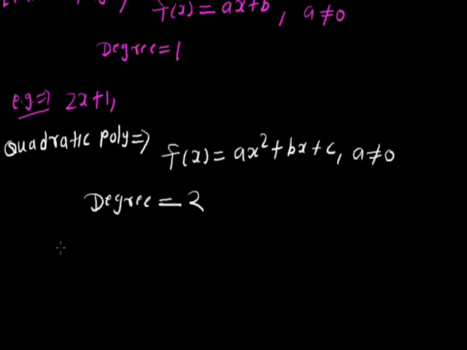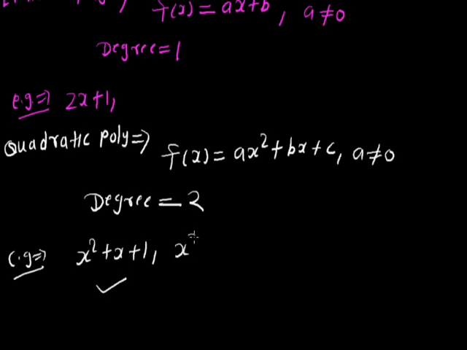Now, what are the examples of quadratic polynomials? x square plus x plus 1. If we observe this expression, the variable in which our polynomial is defined is x, and the highest power of that variable is 2, which means it is a quadratic polynomial.